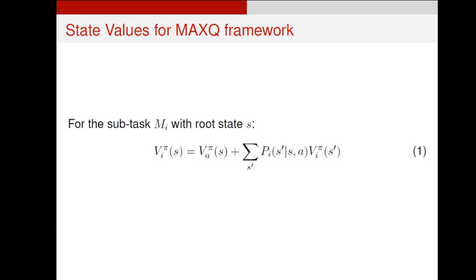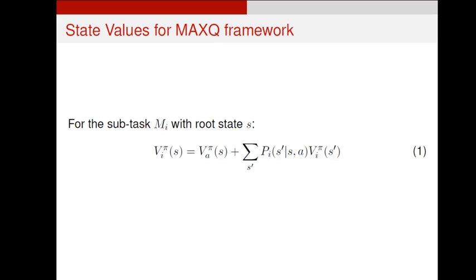Now we are going to define the state values of the MAXQ framework. As in the case of an MDP, we are going to define the state values and the state action values, or Q values. Since it is an MDP which divides the entire problem into subtasks, we can make use of the same rules. So for each subtask Mi with the root state S, that means it divides from the root state S. From state S, it is split into two subtasks S1 and S2.